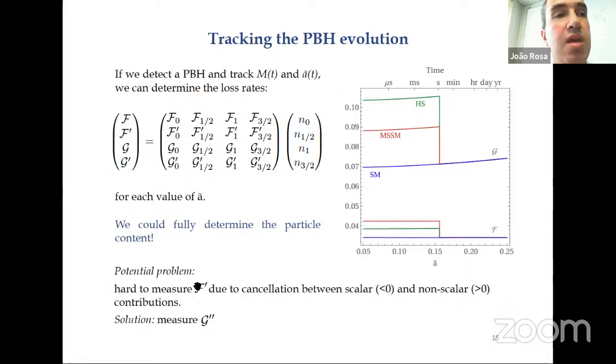A potential problem, of course, you see here the F function is pretty flat, so measuring its derivative might be a challenge. It's actually a consequence of a cancellation from the contribution of scalar and non-scalar particles that have opposite signs. And a potential solution would be to try and measure the second derivative of the G function, which is the angular momentum loss rate. This has a slope and a curvature that we could see, so it's a potential way of measuring this.